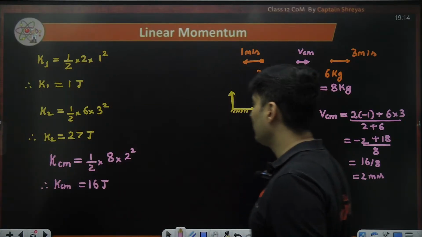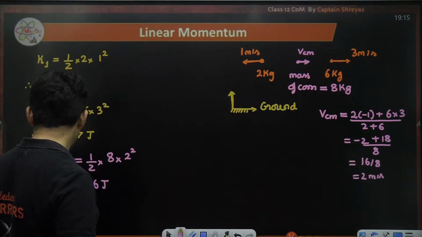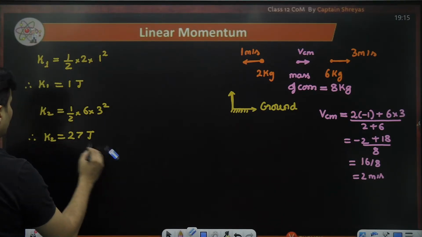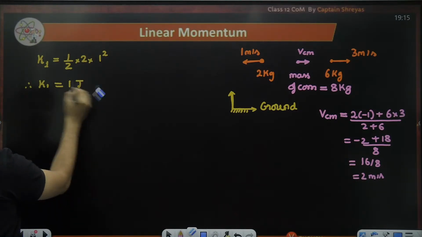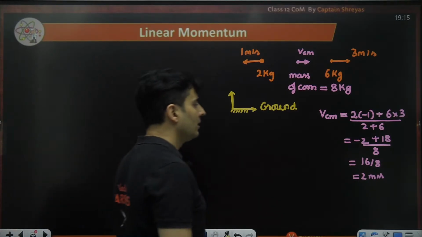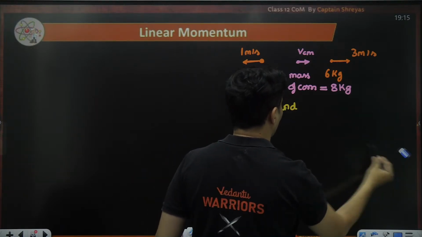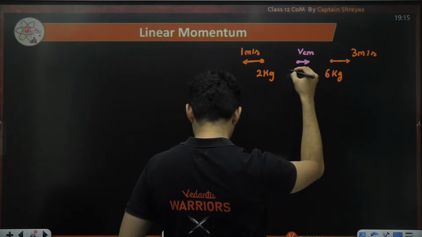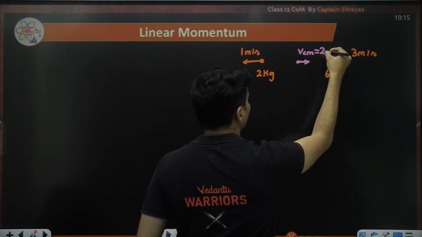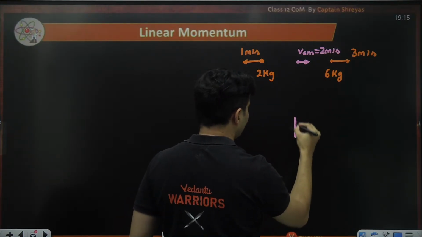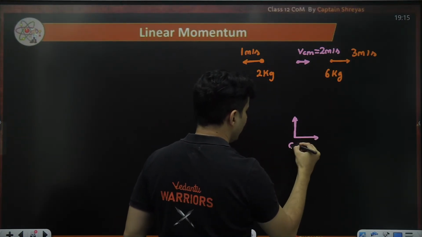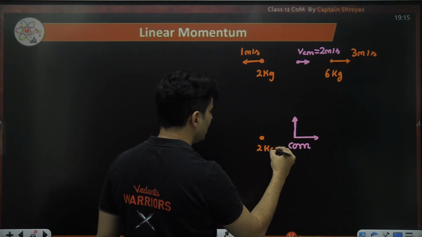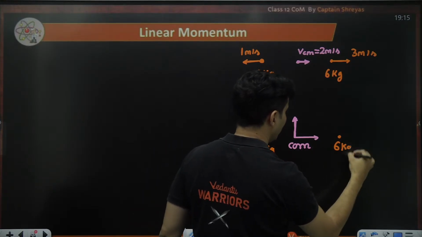Now comes the interesting part. I will sit on the center of mass and try to reimagine the entire scenario, and let me see what I really get. Velocity of center of mass I already know. I'm not taking the ground frame anymore. And I know center of mass is now moving at 2 meters per second. So if I sit on the center of mass frame, what will I see these objects doing? For example, this 2 kg and this 6 kg. Come on, think carefully.